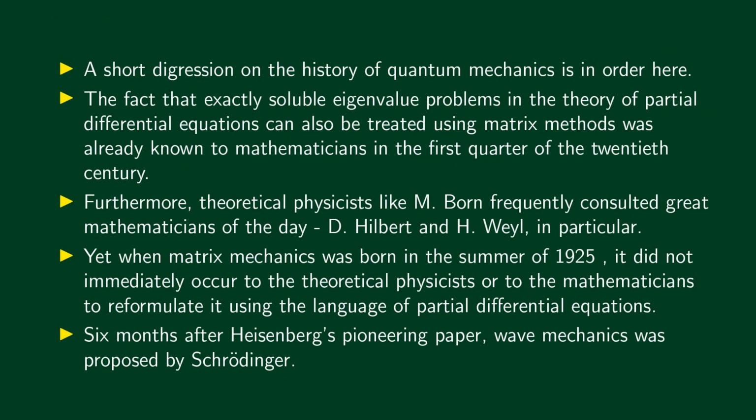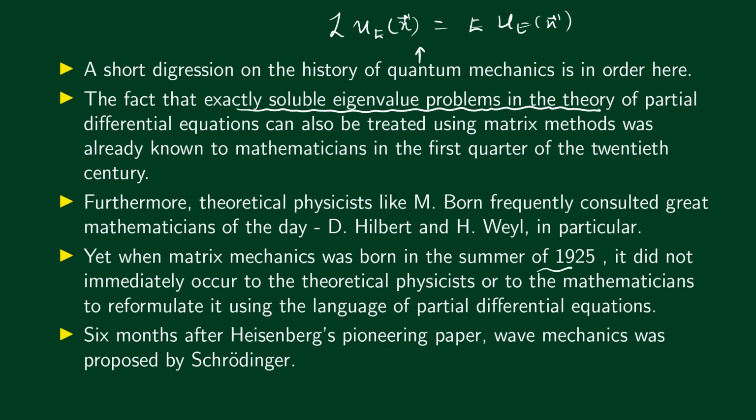Now, this fact that exactly soluble eigenvalue problems, an eigenvalue problem as a partial differential equation, something like this: the differential operator acting on u_E of x vector prime is equal to E multiplied by u_E of x vector prime. This is a partial differential equation, an eigenvalue equation which we need to solve. It was already known to mathematicians that these equations can be solved using matrix methods, because in matrices also we have these eigenvalue equations. And yet, it was not clear to the physicists at the time.